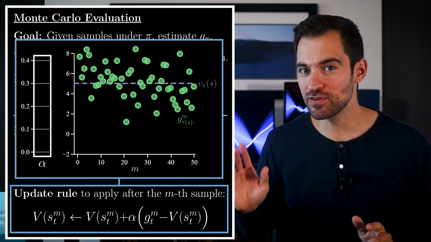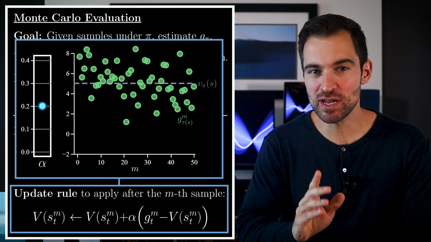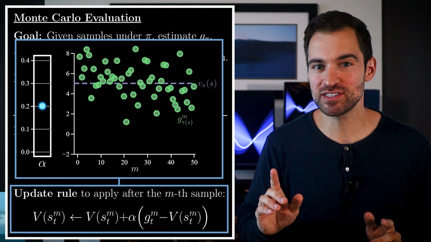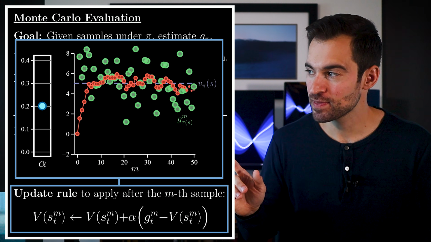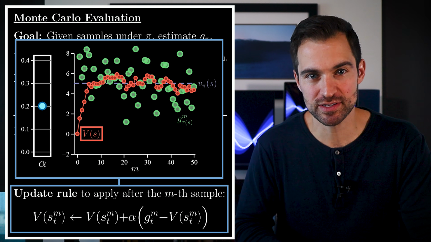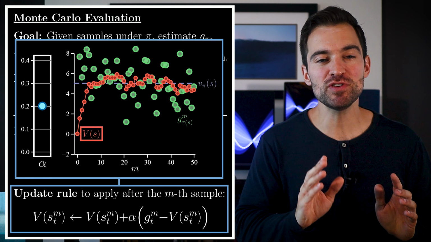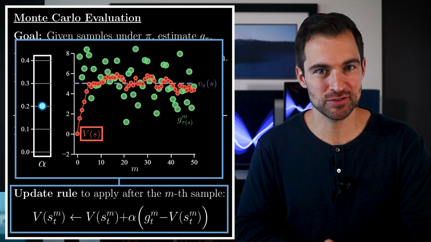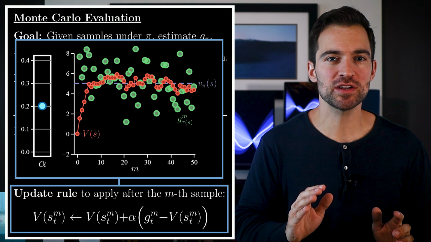Now, using an alpha of 0.2 and applying the update rule after each trajectory gives us this. This is our estimate of state S's value as we process trajectories. As you can see, eventually converges approximately to the truth. Also, we can see the effect of alpha.